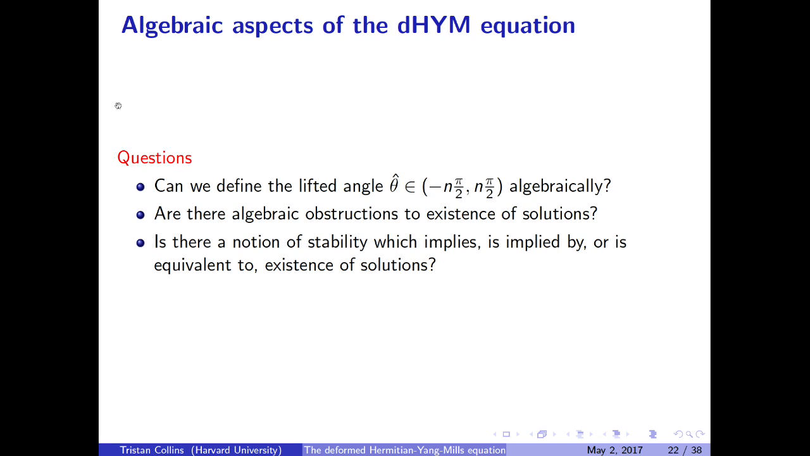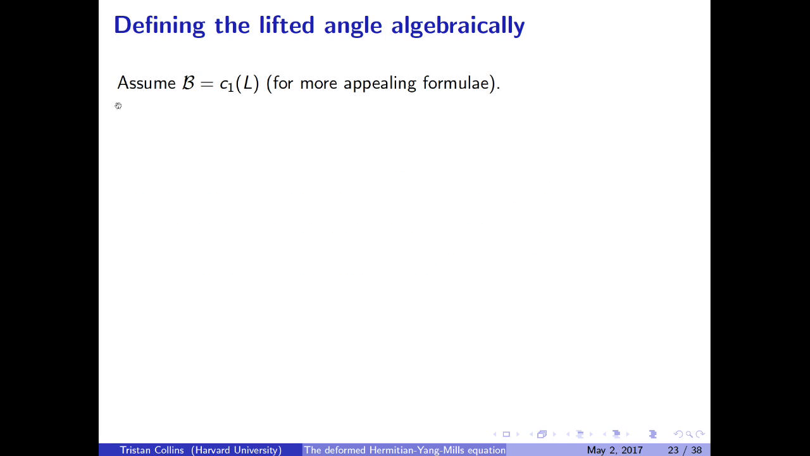And is there some notion of stability which is implied by, or better yet, is equivalent to existence of solutions for this equation? Okay, so I want to try to address each of these questions to some degree. So let me discuss how to compute this angle algebraically.